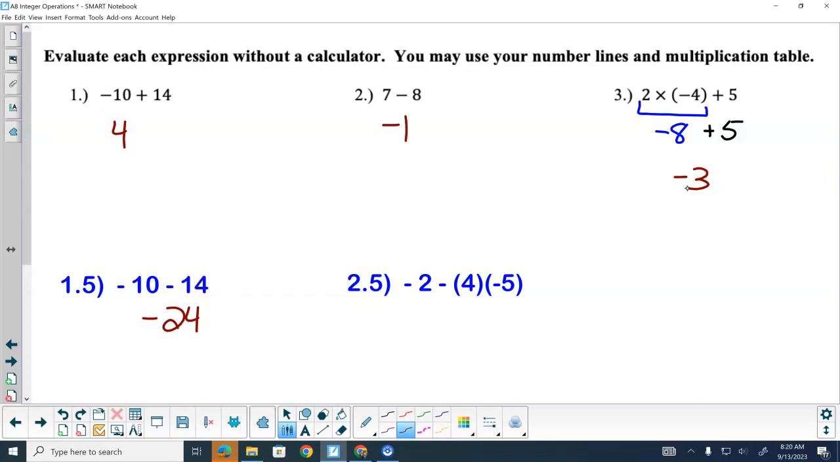Now, since most of you are showing your work, maybe even put a little circle around the negative 3 just to signify that that's the answer. Okay, right? Because you should be showing your work as you're going through and doing all of these problems.